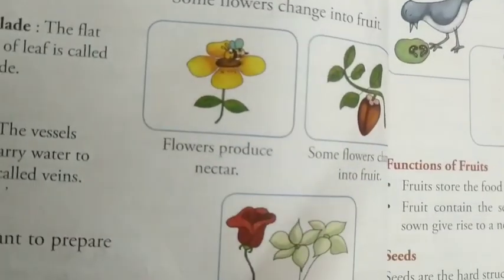Okay beta. So beta, you have to read page number 30 in your book, lesson 3, Plants, thoroughly.